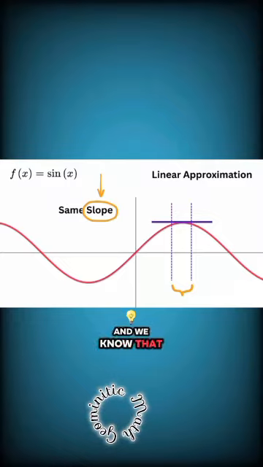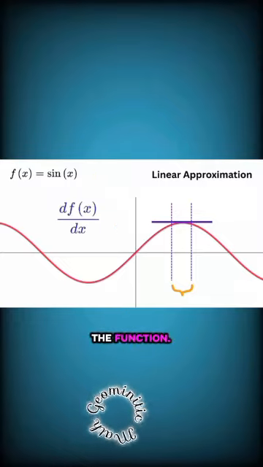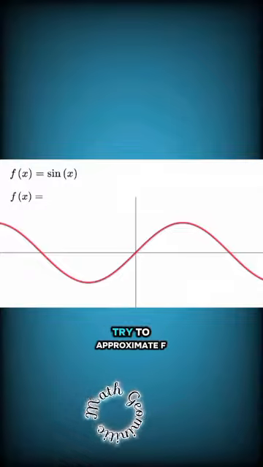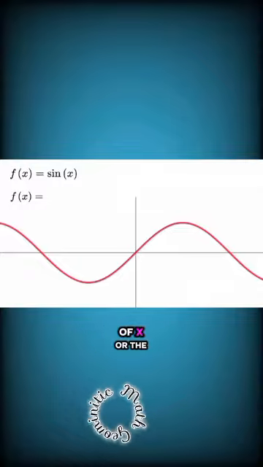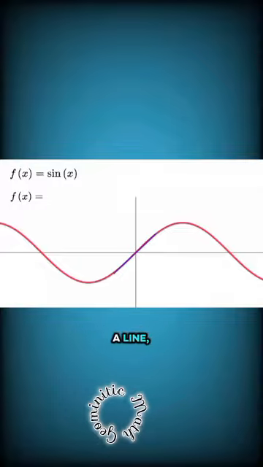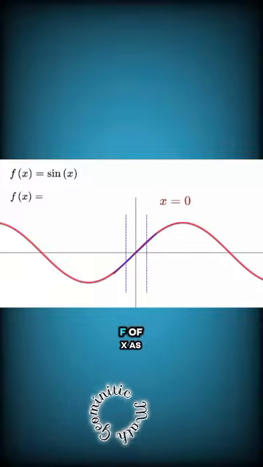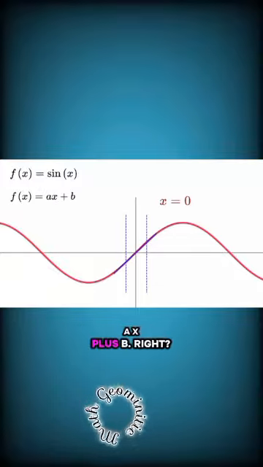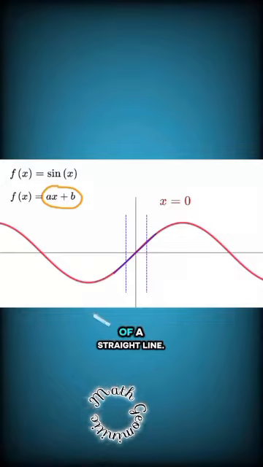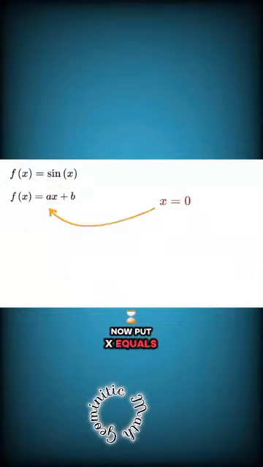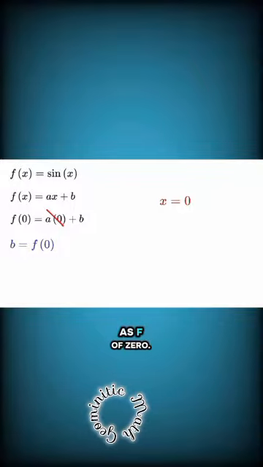And we know that when we talk about the slope, we should think in terms of the derivatives of the function, right? So, if we try to approximate f of x, or the sine of x, with a line, say at origin or x equals 0, then we can write f of x as ax plus b, right? Which is the equation of a straight line. Now put x equals 0 here to get this. So, we get b as f of 0.